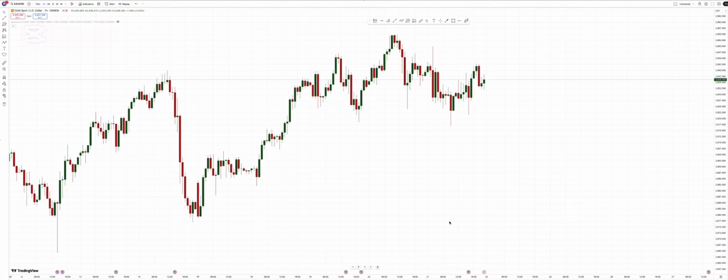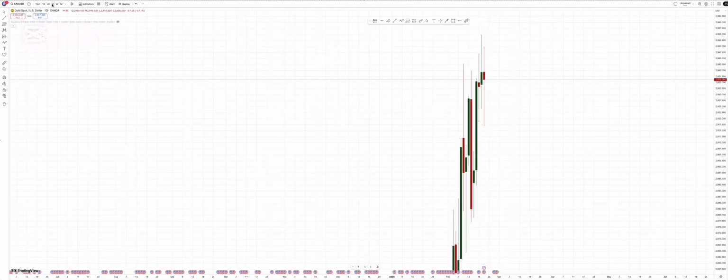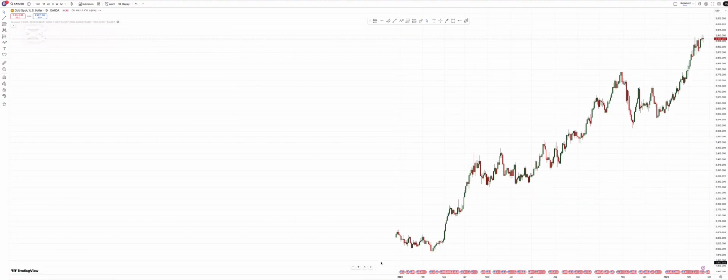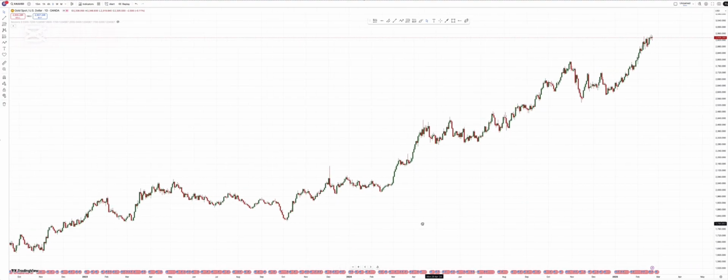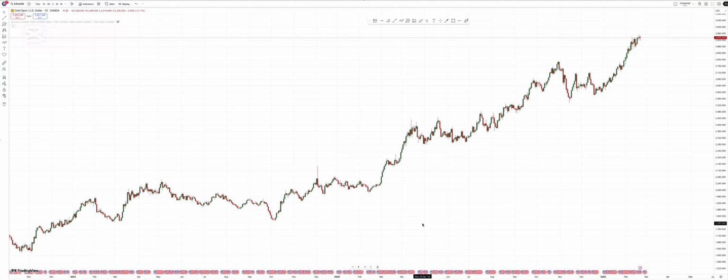Based on what I can see here, we want to go to the daily time frame first. Let's go to the daily time frame. Please just give me a sec. Okay, I'm back now. So we can see that price is on an uptrend.